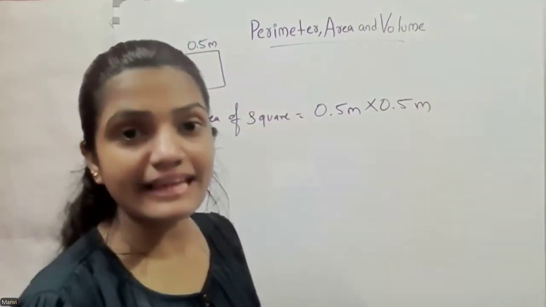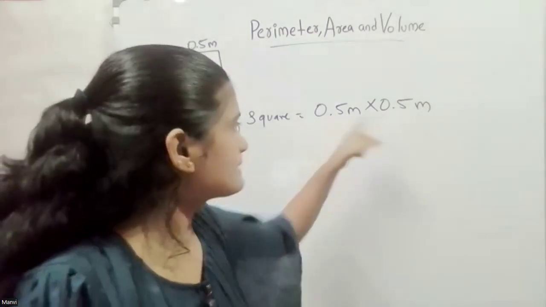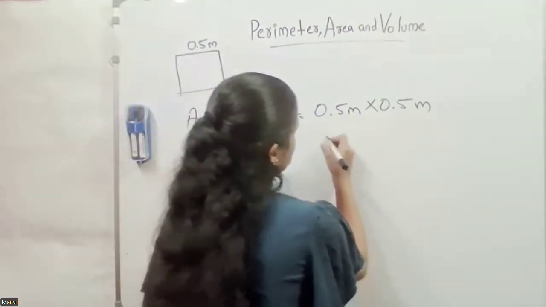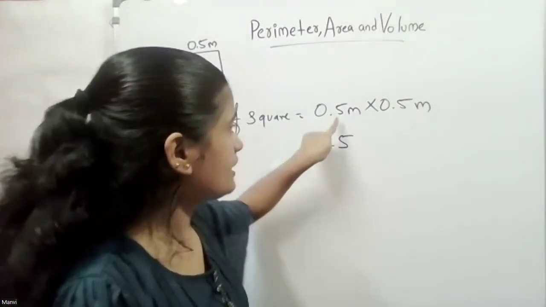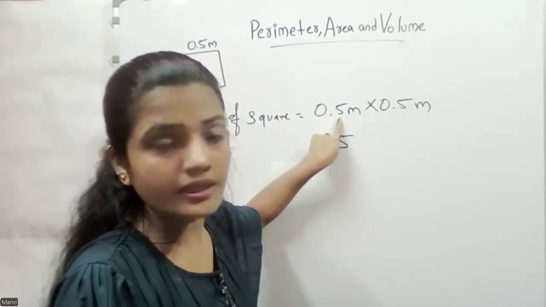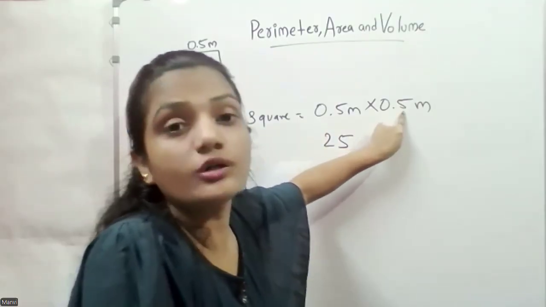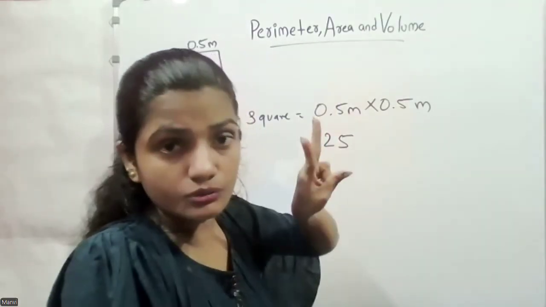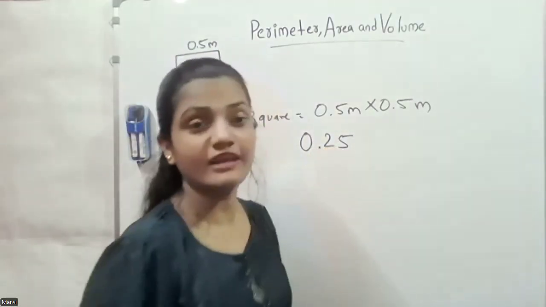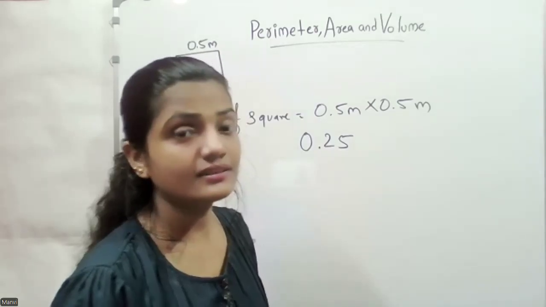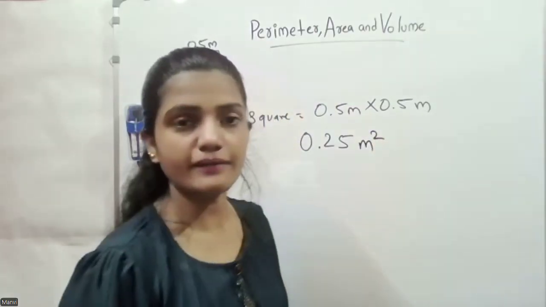While we are multiplying decimals, first we need to forget about the decimal and multiply simply. So 5 times 5 is 25. Now we need to count the number of decimal places. Here we have 1 and here also we have 1, so 1 plus 1 is 2. So the total number of decimal places is 2. So the answer is 0.25, and then meter square.